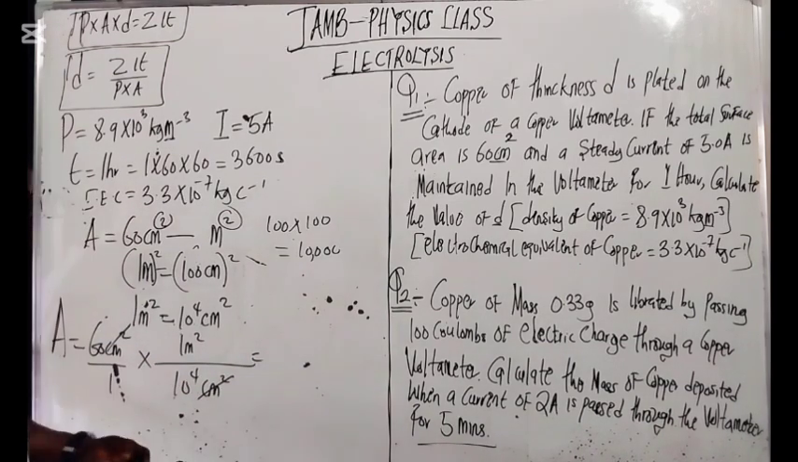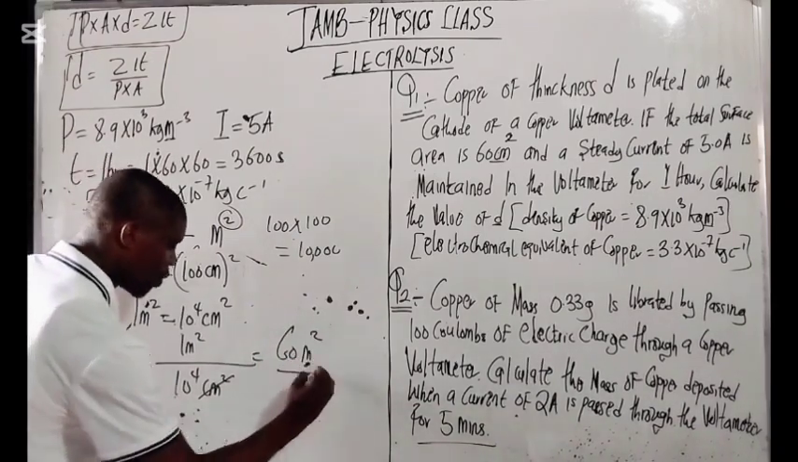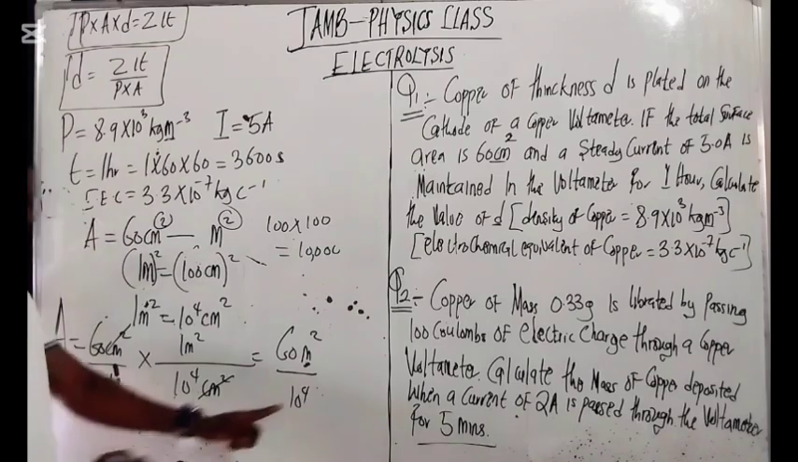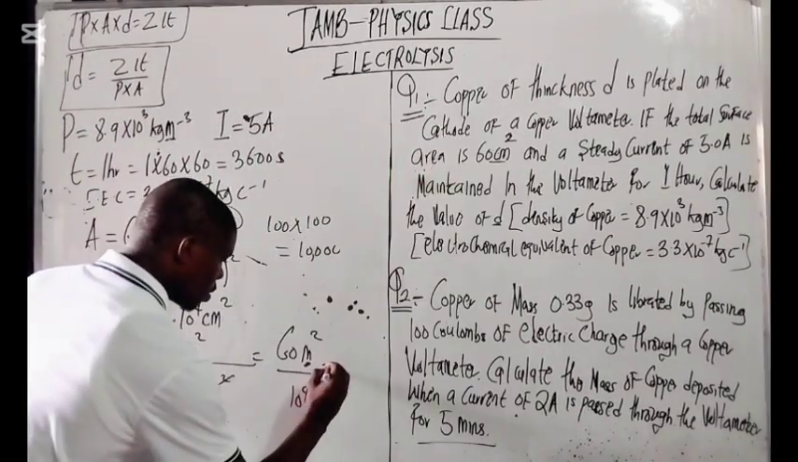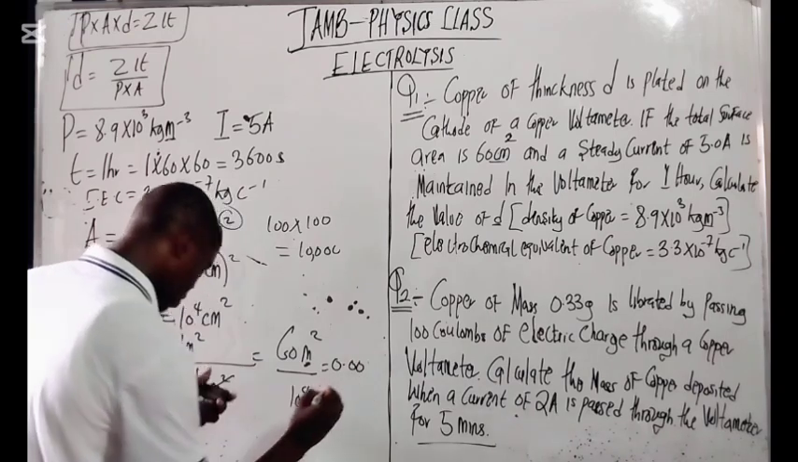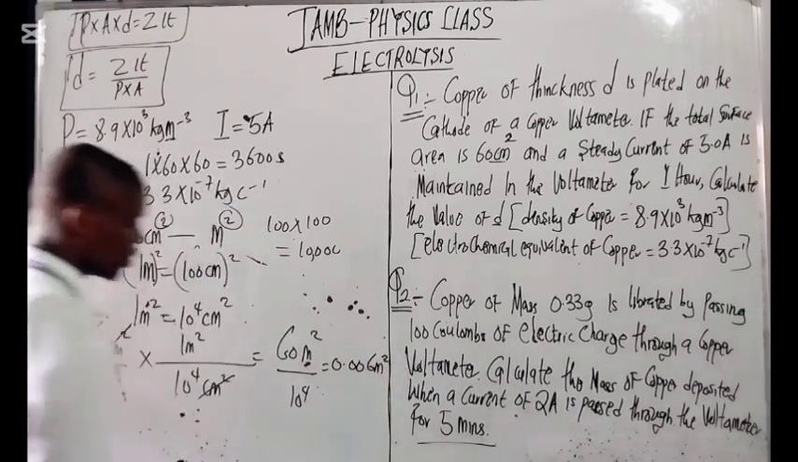What you have here is now going to be 60 meter square over 10 raised to 4. This is that. So I want to divide it here. It will be 0.006 meter square. This is that.